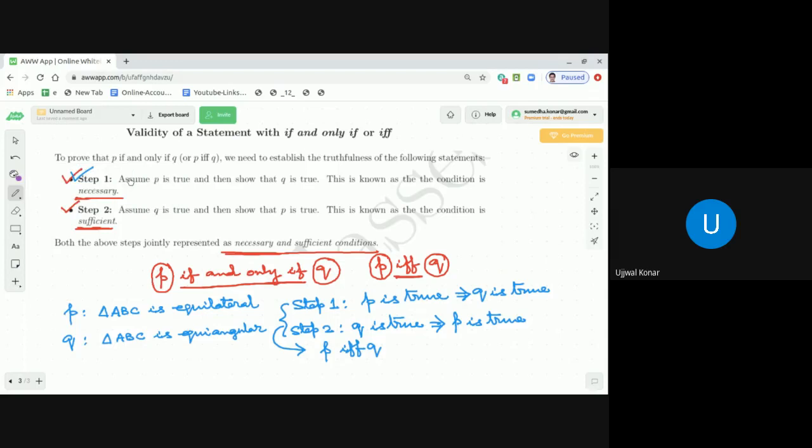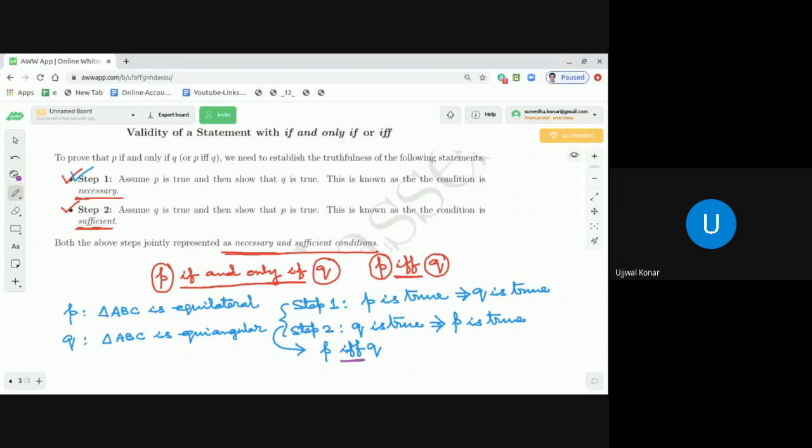That means that this condition, both necessary and sufficient condition, these two steps, step 1 and step 2, jointly represent that the conditions are both necessary and sufficient. Okay, so what is the necessary condition? That the triangle ABC is equilateral. It is necessary to show that the triangle ABC is equiangular.